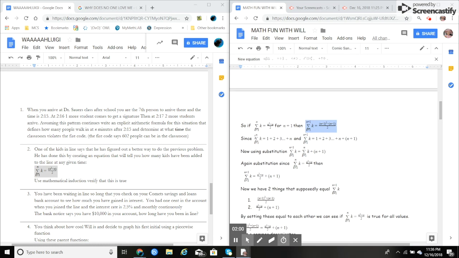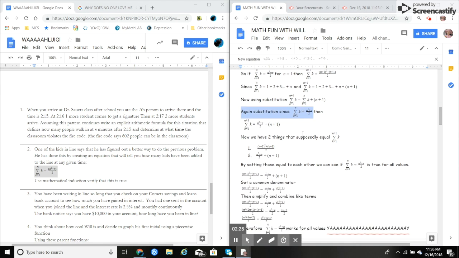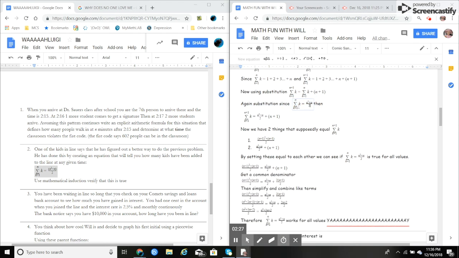And since the summation of k to the n is equal to this, then we can say that the summation of k to the n plus 1 is equal to this plus n plus 1 to have that extra term in. So now using substitution, we can say that the summation of k to the n plus 1 term is equal to the summation of k to the n term plus that extra term of n plus 1. So again, using substitution, we can say that assuming that this is true, we can substitute this guy in for this and say that the summation of k to the n plus 1 term is equal to n squared plus n over 2 plus n plus 1.